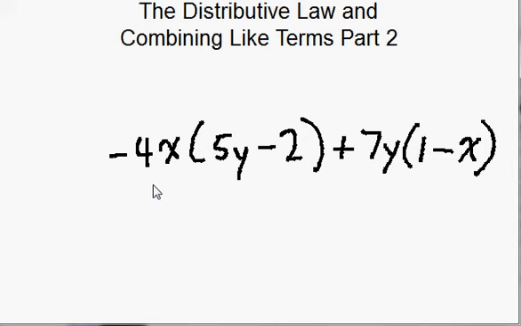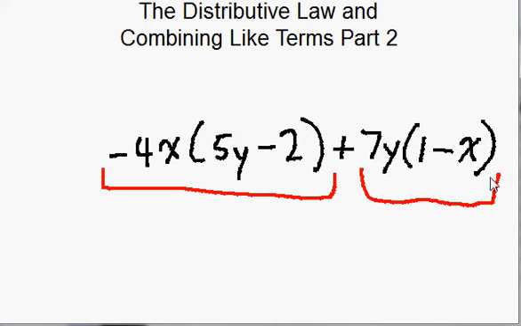First thing we do is get rid of the parentheses by using the distributive law. So when I distribute this first one here, I get, Bonnie, let's see if you can do this. What if I have negative 4x and I multiply by 5y? What do I get there? Oh, you don't know how to multiply negative numbers yet. Okay, we'll need to make a whole lesson on that.